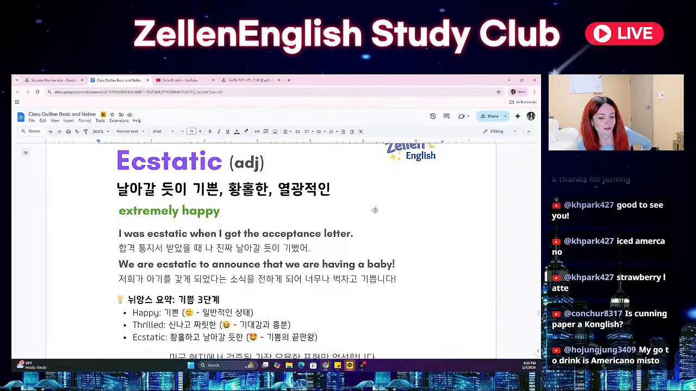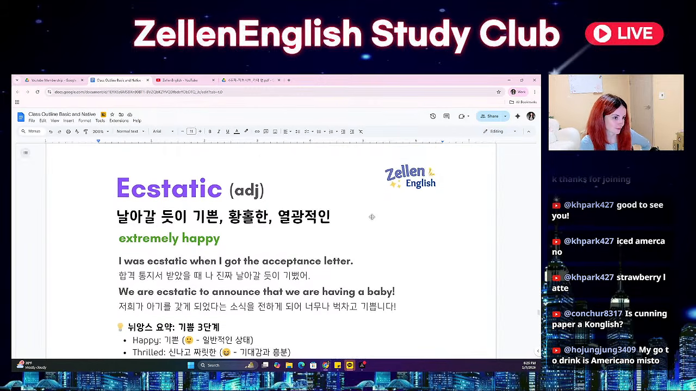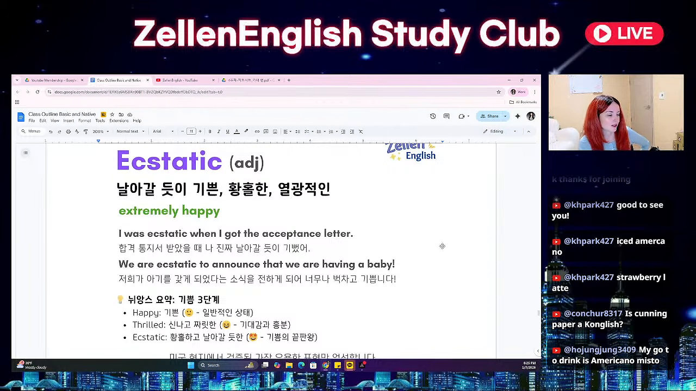Okay. So let's go through our words of the day in the last 5 minutes. All right. First, ecstatic. So ecstatic just means so happy. It's a really strong word, and it's fun to use when something really good happens.